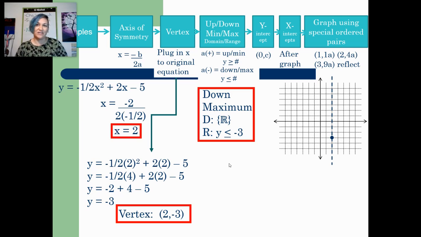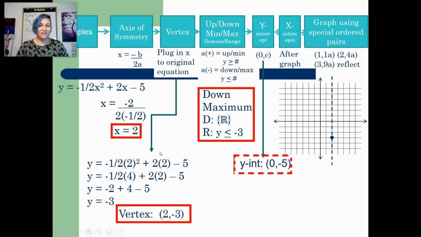Next, I'll do my y-intercept. Again, no work required. My y-intercept is just the last number from the original equation, this negative 5. Since it's a point, we'll write it as an ordered pair, 0, negative 5. When we're graphing, we should check and make sure that when we put a dot on the y-axis, that it's actually touching at the negative 5 where we said it was going to.